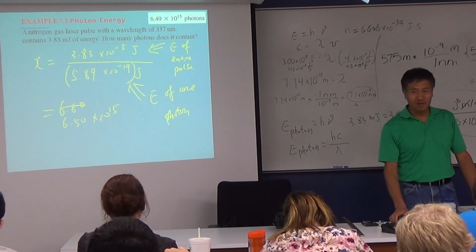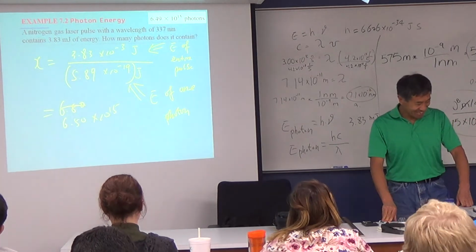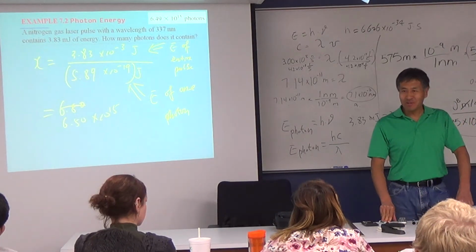Right, so you are able to. I got 6.49. You get 6.50 times 10 to the positive 15 photons.